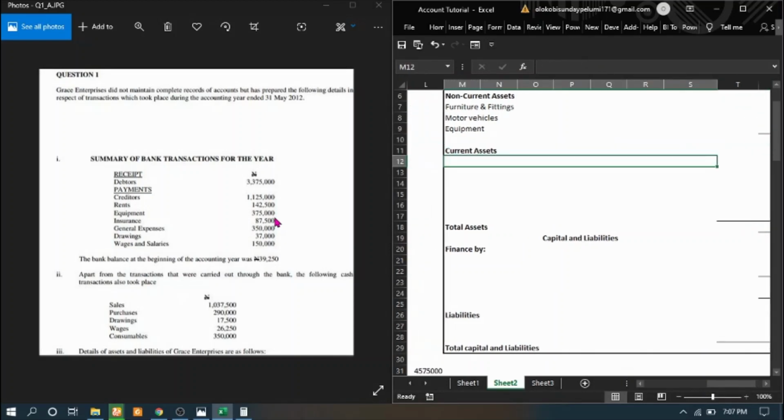Now current assets. What are our current assets? So let's check. I think we have inventory. So we have two types of inventory. We have goods and we have consumables.